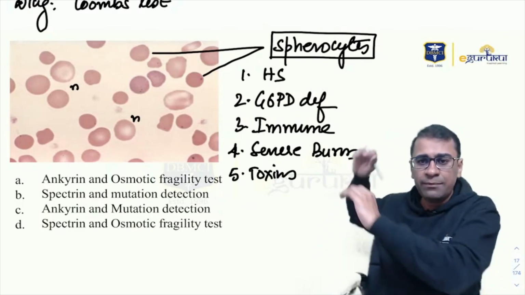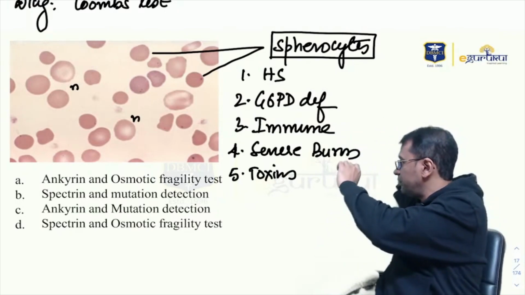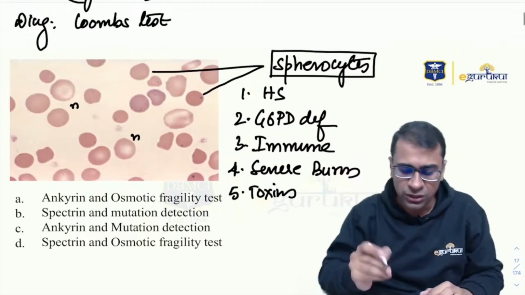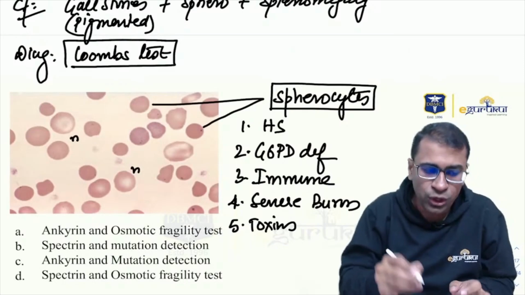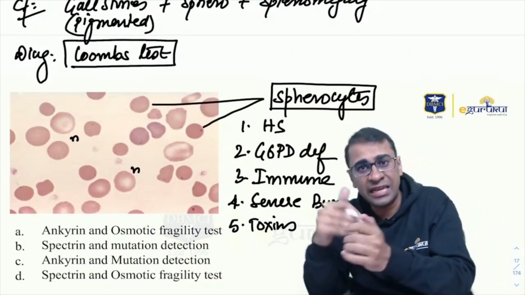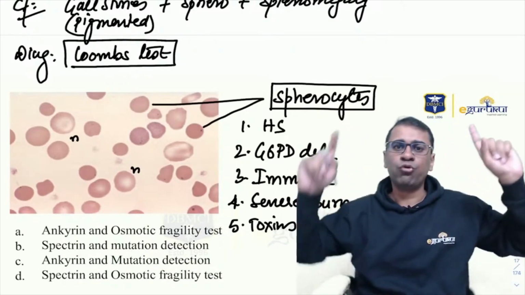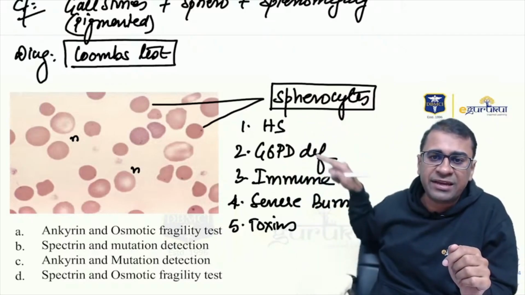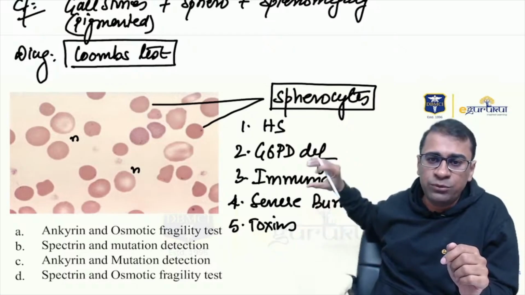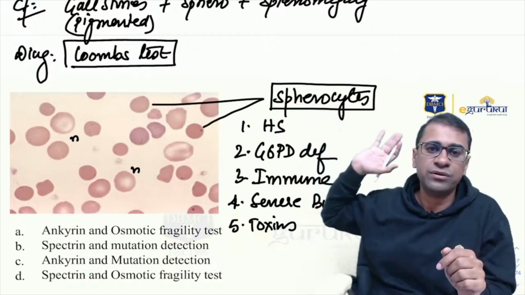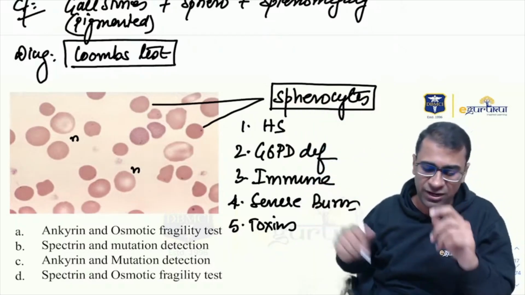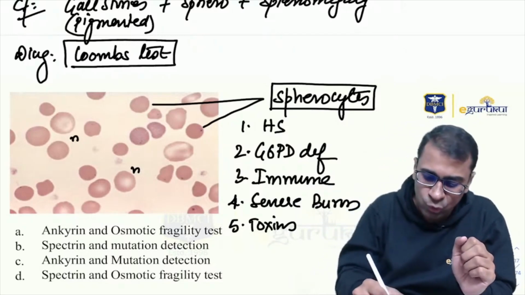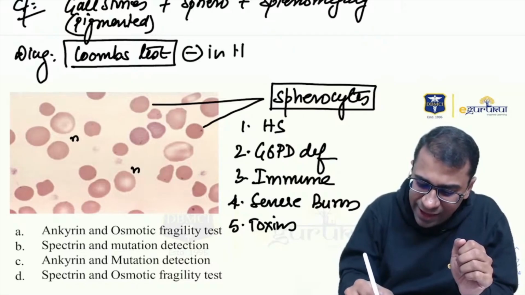Now, because it can be an immune cause or the other causes, the first thing you should do is a Coombs test. Now, if I ask you what about the Coombs test in hemolytic anemia, you should say, sir, Coombs test in HS will be negative, G6PD negative, burns and toxins negative, but in immune cause, it comes positive. Yes, this is called AIHA, autoimmune hemolytic anemias. So Coombs test is negative in HS.